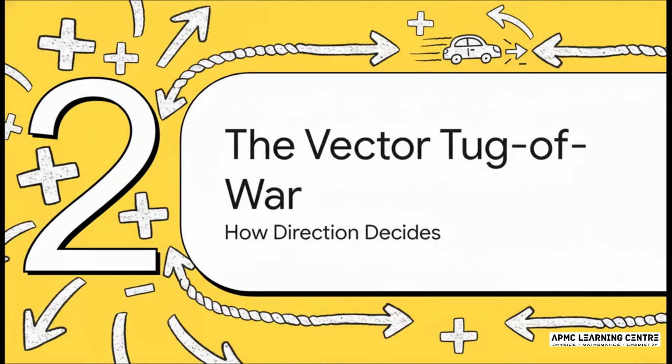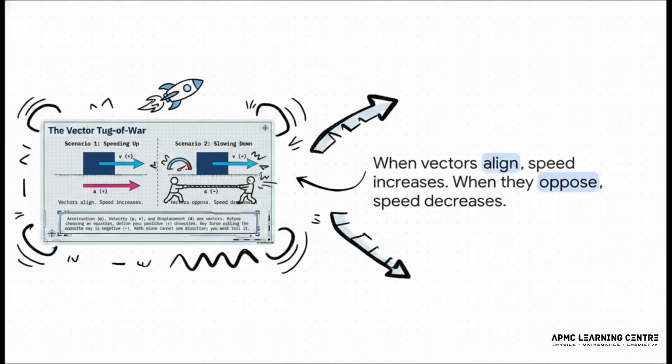And that whole idea of positive and negative signs leads us straight to what I call the vector tug-of-war. This is where those little plus and minus signs come to life and literally decide if an object is going to speed up or slow down. Think about it like this. When you slam on the brakes in a car, your velocity is still pointing forward, right? But the acceleration from the brakes is pulling you backward. They're fighting each other. That's scenario 2 here. And so you slow down.